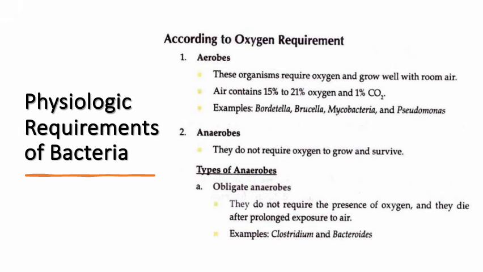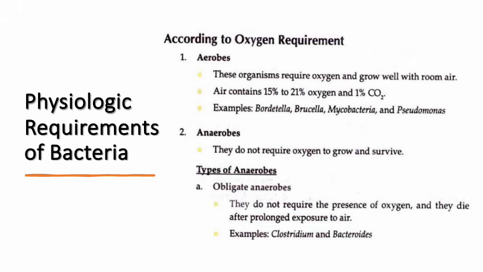Now, another physiologic requirement of bacteria is oxygen requirement. Generally, in terms of oxygen requirement, we can call bacteria aerobes or anaerobes. To define, aerobes are organisms that require oxygen and grow well with room air. Room air contains about 15 to 21% oxygen and less than 1% carbon dioxide. Examples of aerobes are Bordetella, Brucella, as well as Mycobacteria and Pseudomonas.